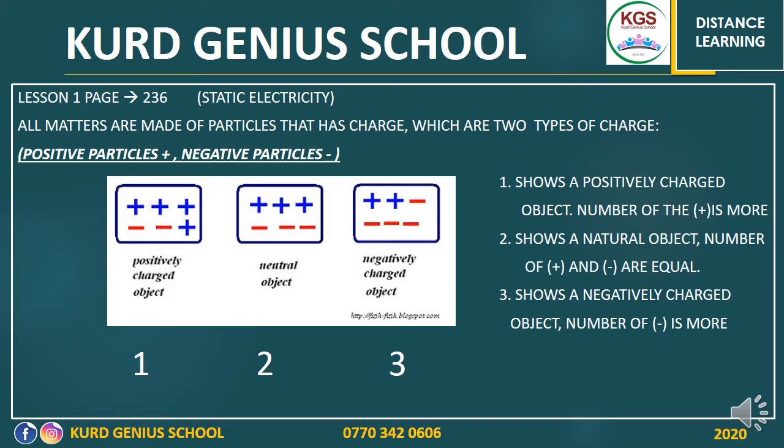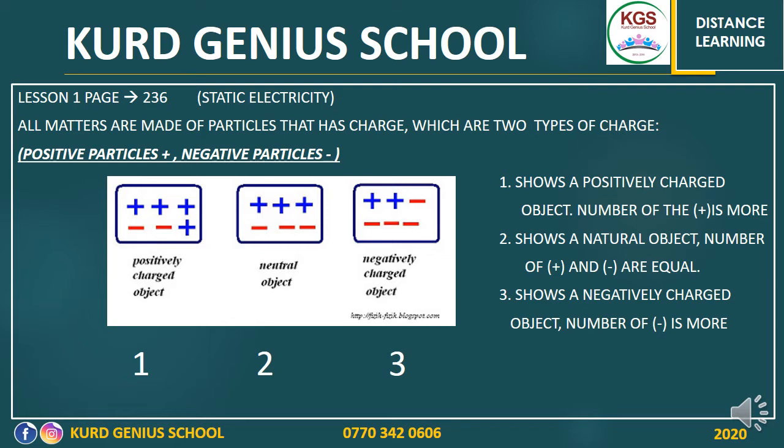Alright, now look at this picture. We have 3 objects. One of them has 4 positive signs. One of them has 3 positive and 3 negative. The other one has only 2 positive and 4 minus signs. What is that? The first one is a positively charged object, which means the number of positive charges is more than the negative charges.